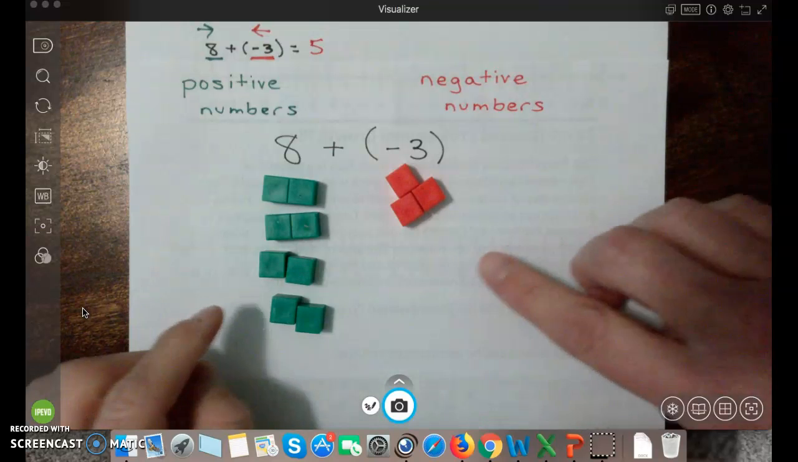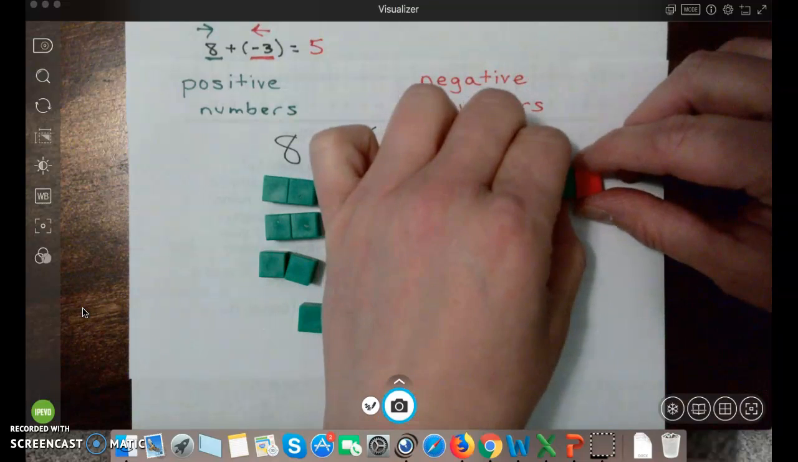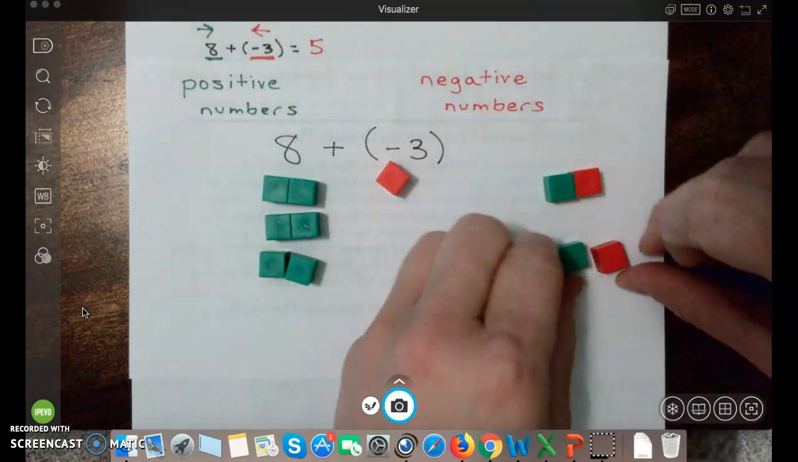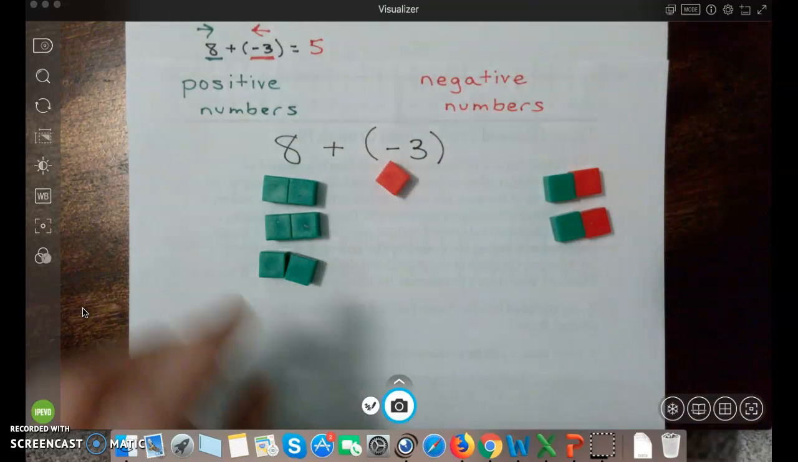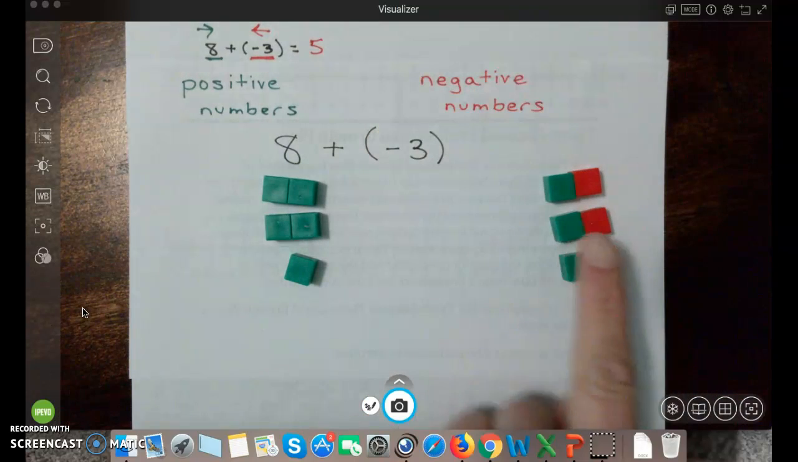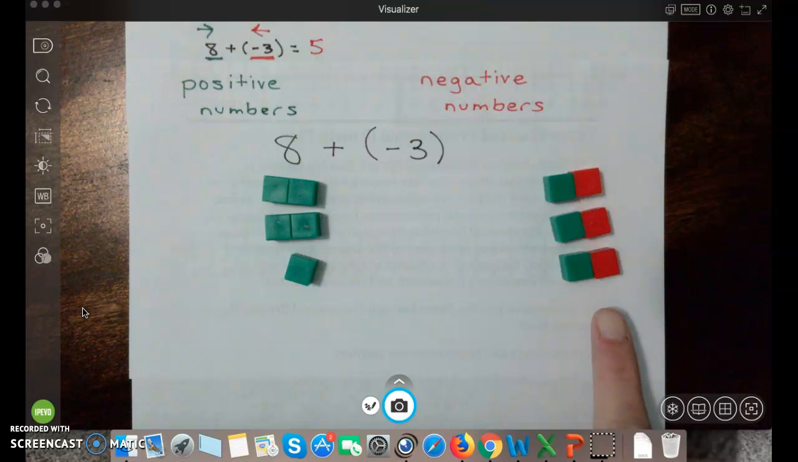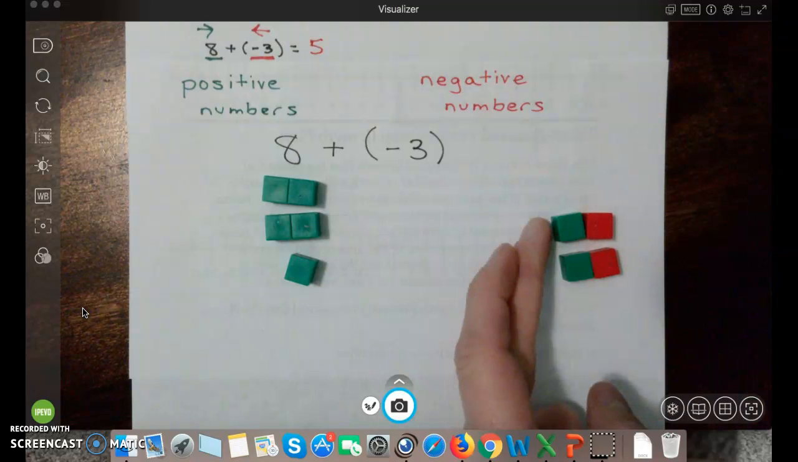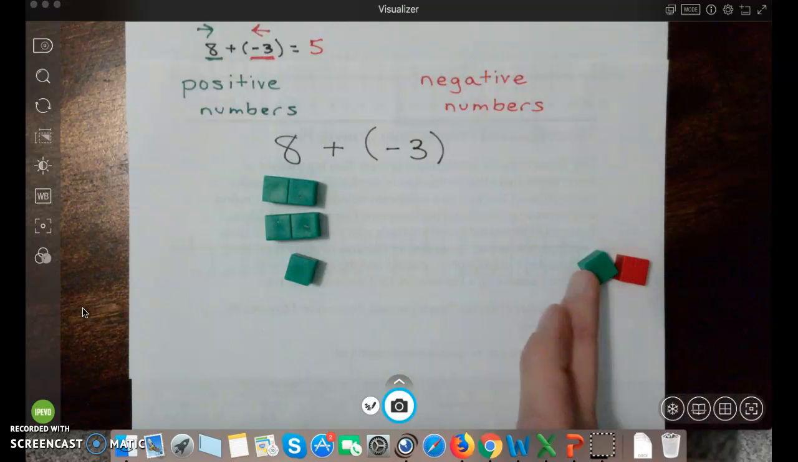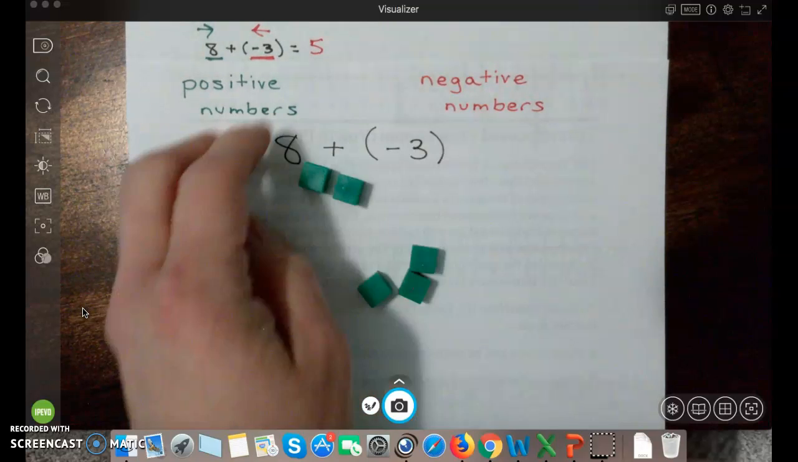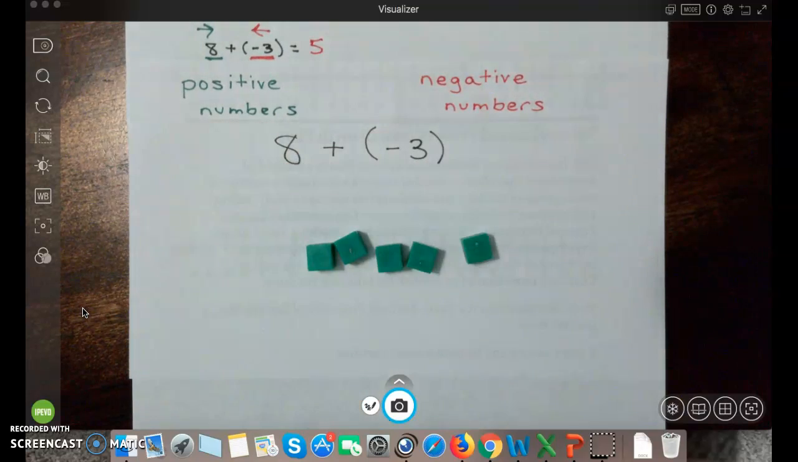This time, my cubes are different colors. So what I want to do is match them up. So I'm going to take 1 red and 1 green and match them. I'm going to take 1 more red with 1 more green and match those. And I'm going to take 1 more red and 1 more green and match those. And we call these different colors zero pairs, which means they cancel each other out. So 1 red and 1 green disappear. My second red and my second green disappear. My third red, my third green disappear. And what I have left is going to be my final answer.